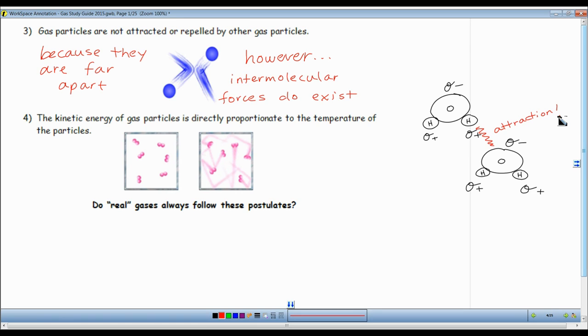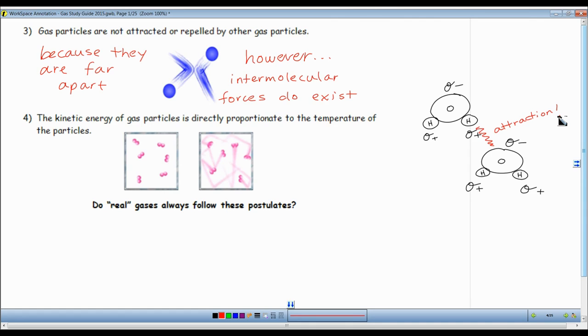Along the same lines, there could also be repulsive forces. If two water molecules are moving in the same place at the same time, and they happen to be located next to each other, so that the negative oxygen on one molecule is kind of close to the negative oxygen of another molecule, well, sure, there could be some repulsive forces. There's always intermolecular attractions. But in the gas phase, they're usually not significant because the particles are far apart. So there's my disclaimer on number 3.